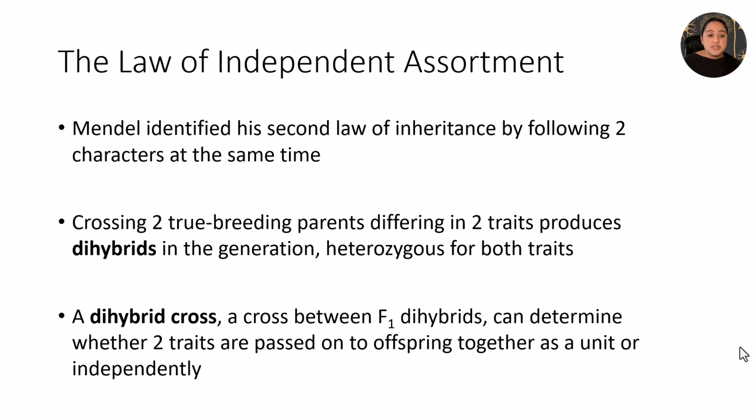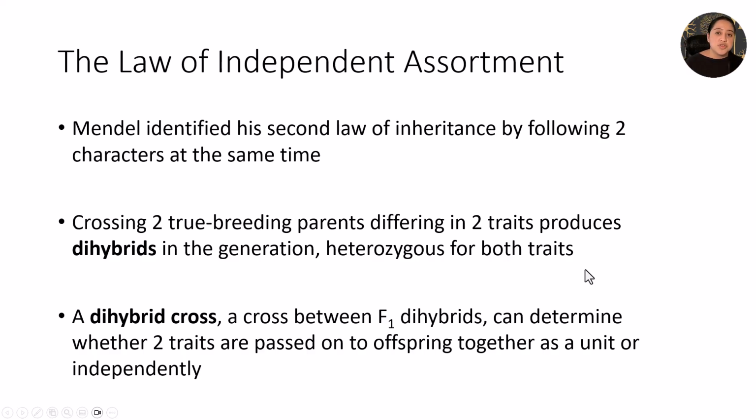So crossing two true breeding parents that were different in two different traits produced dihybrids. So they were hybrids, but of two different characters. Di means two, so for two different things, they're hybrids. They're heterozygous for both of those traits.